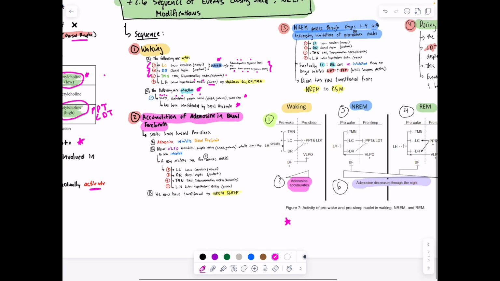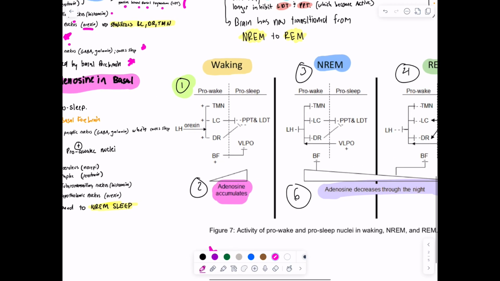So what does that look like on our chart? Here are our pro-awake nuclei, and another pro-awake nucleus that releases orexin, which stabilizes these. Locus coeruleus and dorsal raphe inhibit our pro-sleep nuclei. And the basal forebrain inhibits the pro-sleep nucleus in the hypothalamus, the VLPO.